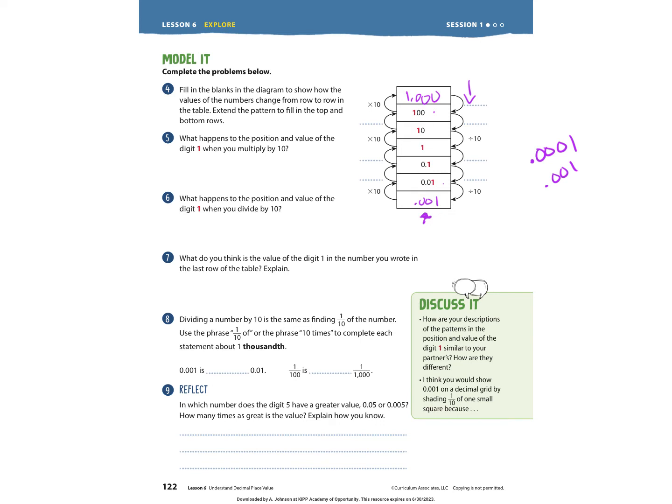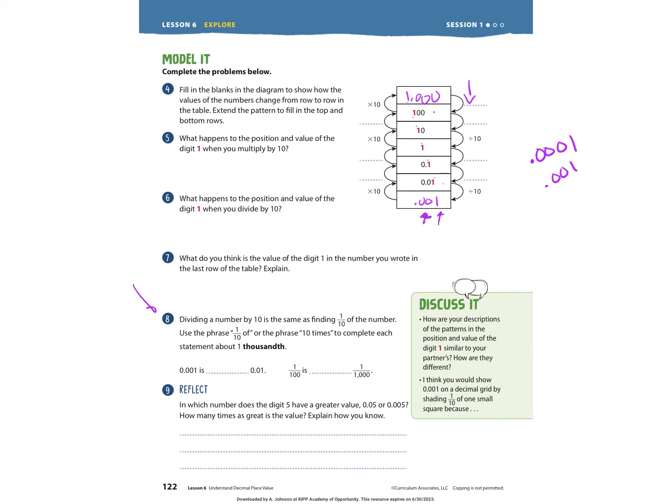So just to make sure we stamp it, the position of the 1, it's getting bigger by a power of 10 each time. So it keeps moving to the left. Okay? So as it's getting bigger, that 1 keeps moving to the left because it's going up in place value. And as it gets smaller, it's moving to the right. So the numbers keep getting smaller as that 1 moves to the right.